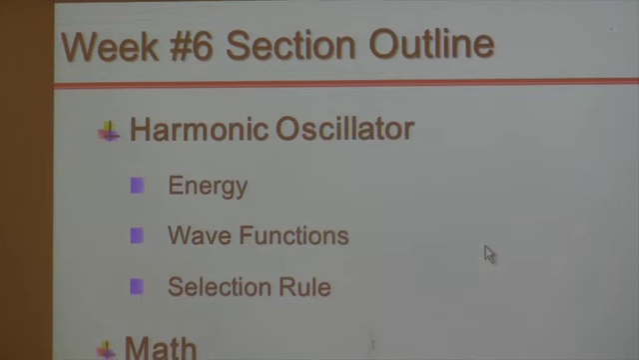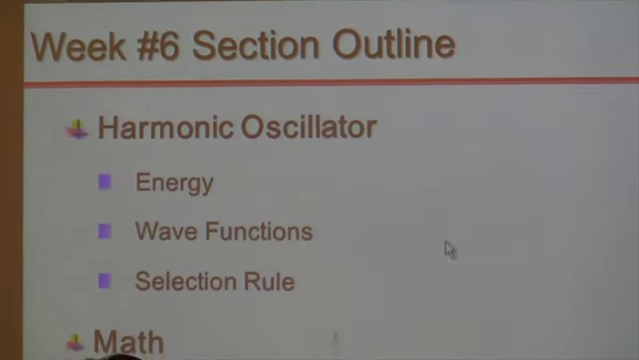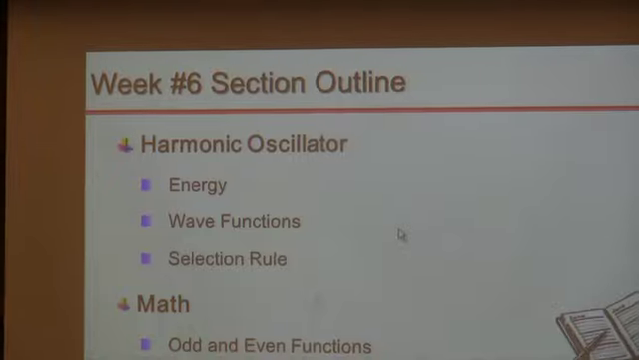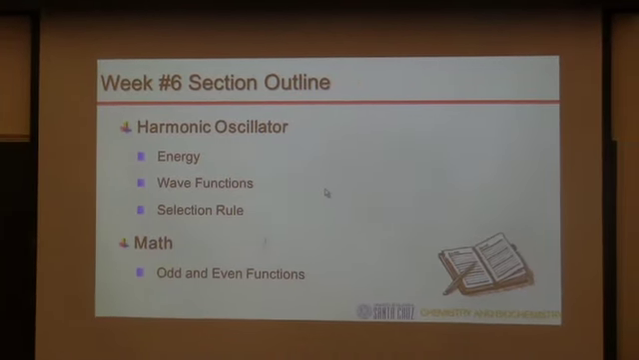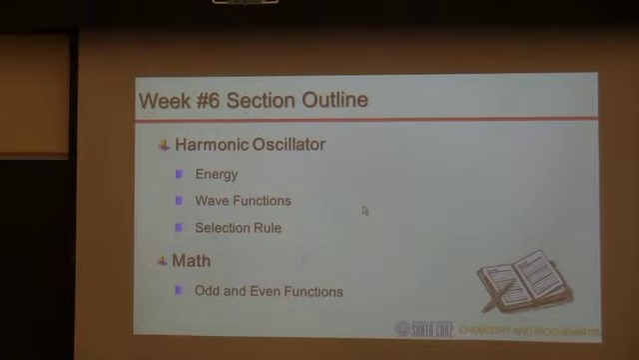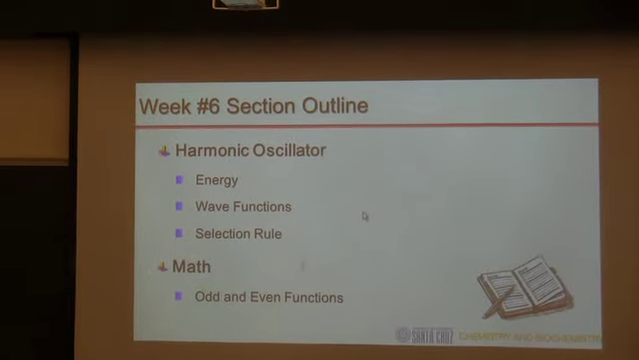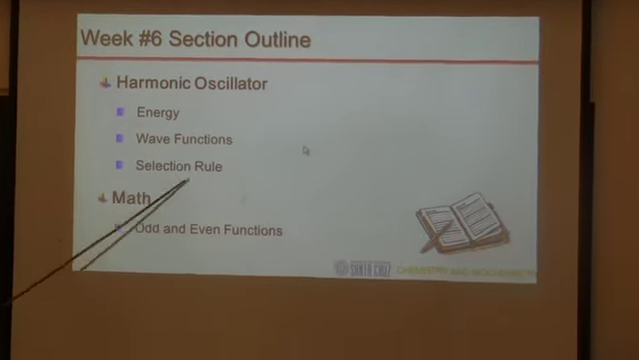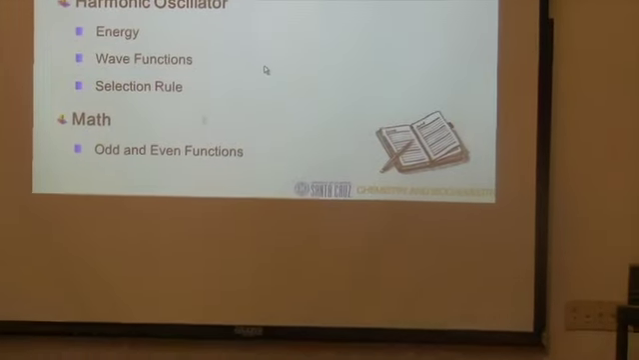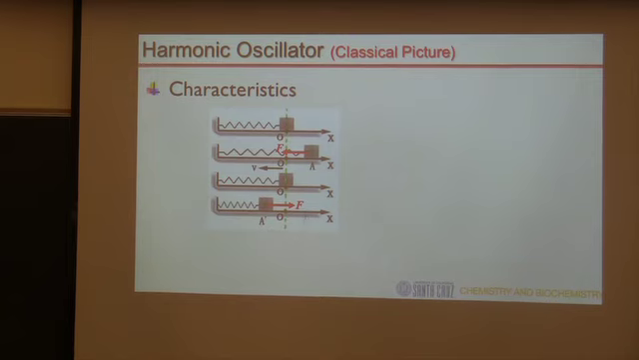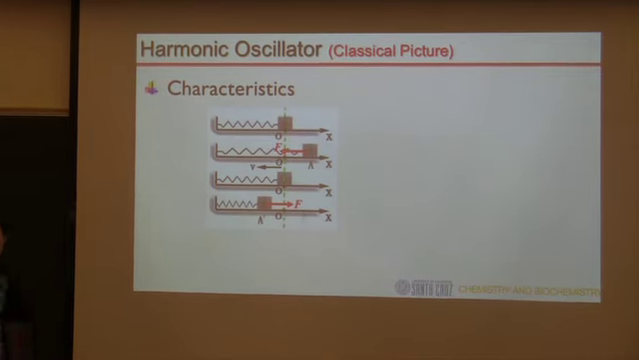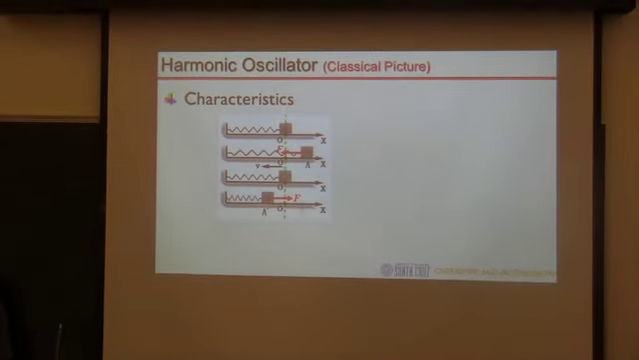Those are the two things. And one more thing for transitions within this system, the new thing called selection rule, which requires some transitions to happen and forbids some other transitions according to this rule. And then we talked about even functions to simplify integrals. Okay. So the first part is just a review of the classical picture of the harmonic oscillator.